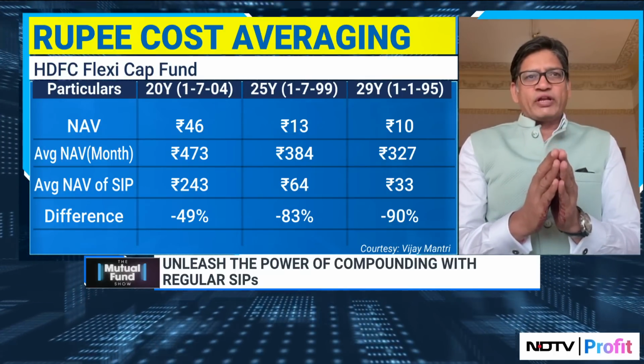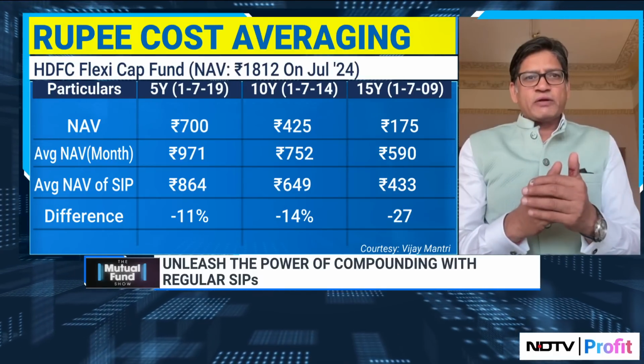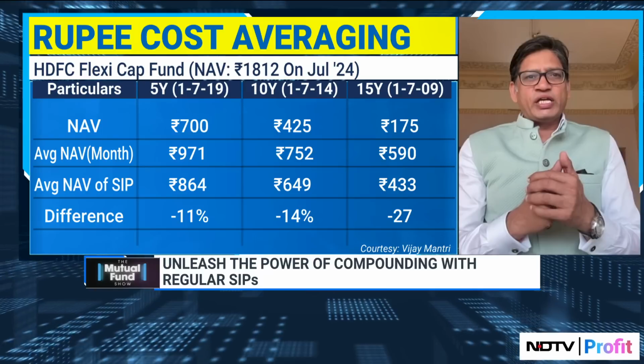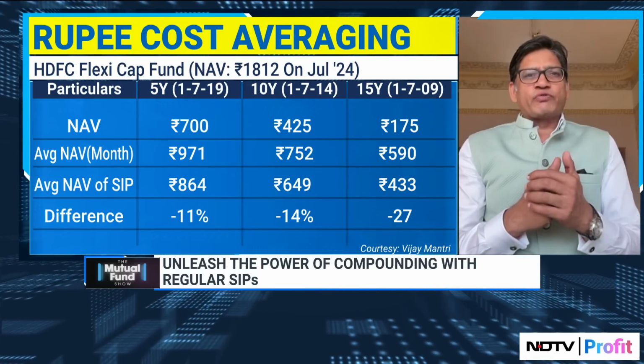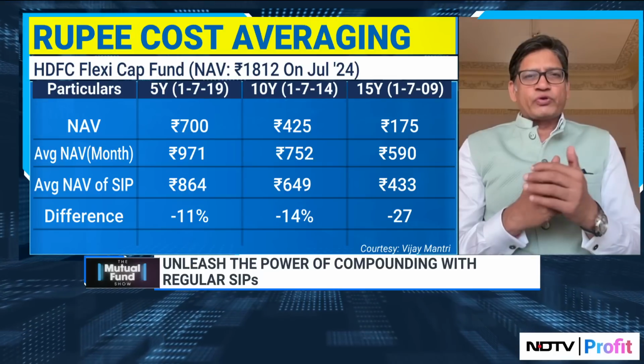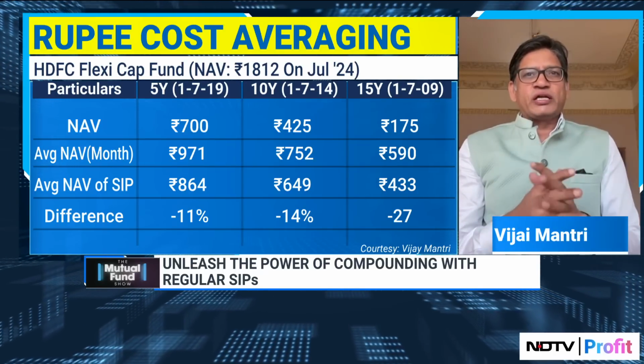Similarly, if we took the average for 10 years, the average NAV is 752 rupees. And if you look at the average for 15 years, it is 590, the average for 20 years is 473, the average for 25 years is 384, and the average for almost 30 years is 327 rupees.